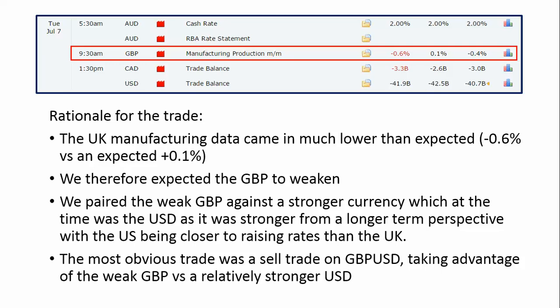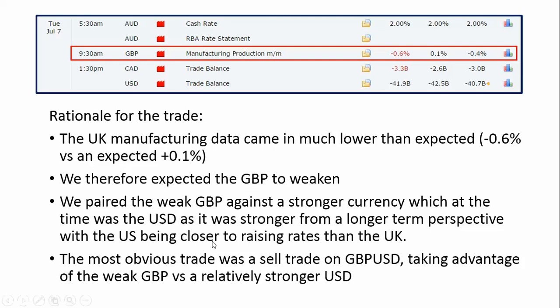Okay, so 9:30 a.m. on July the 7th, we had manufacturing production from the UK. It came in much lower than expected. As we can see here, a shocking figure, minus 0.6 versus an expected 0.1. So the market was expecting a positive figure, and it got a shockingly bad minus figure. We therefore expected the pound to weaken off the back of that bad data.